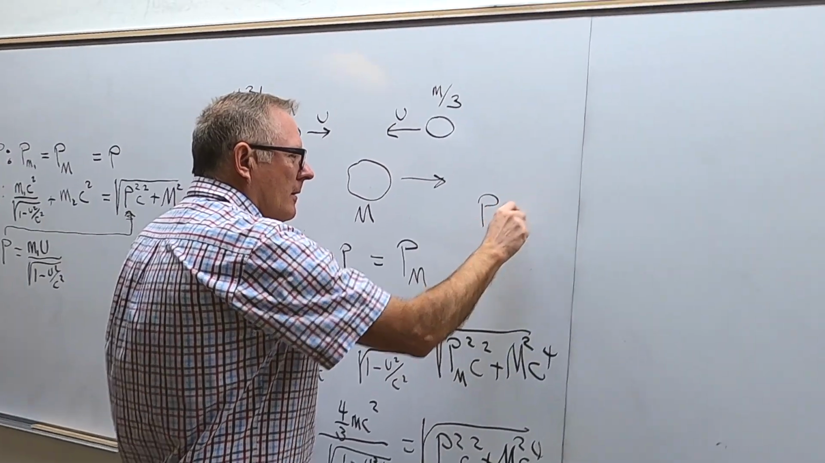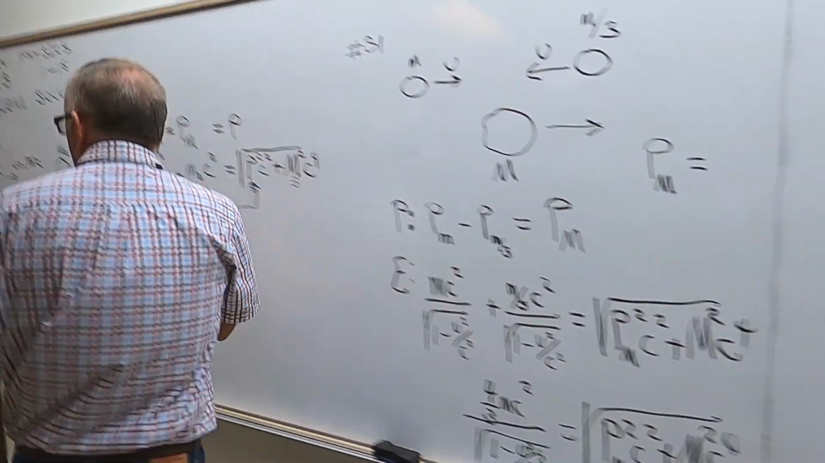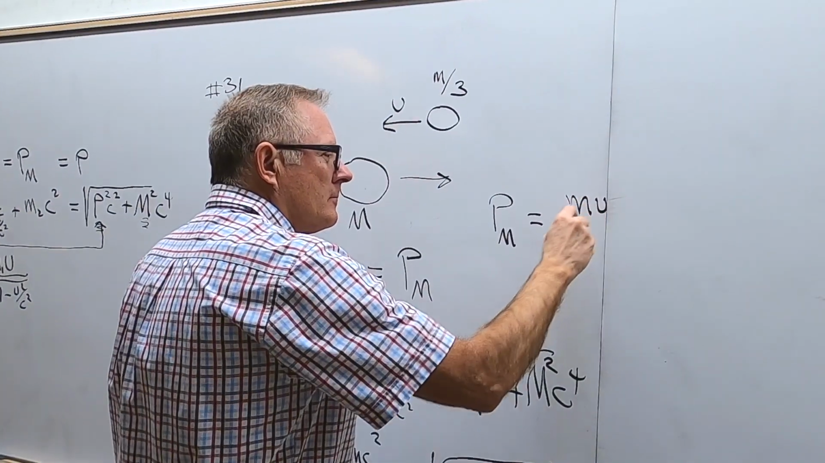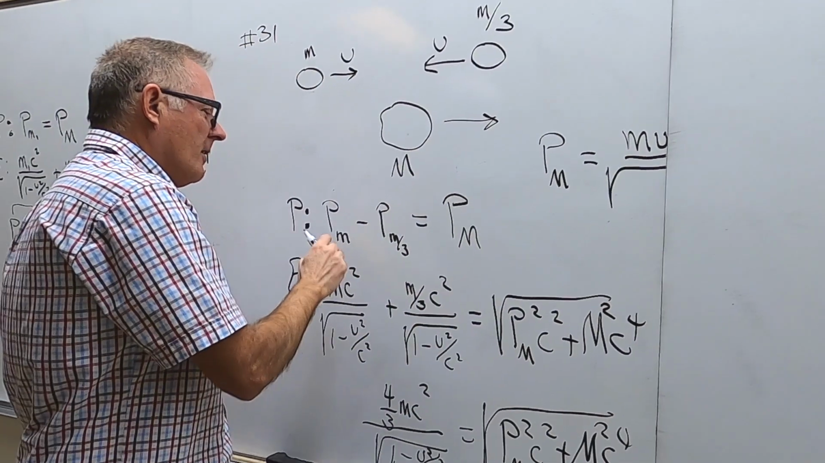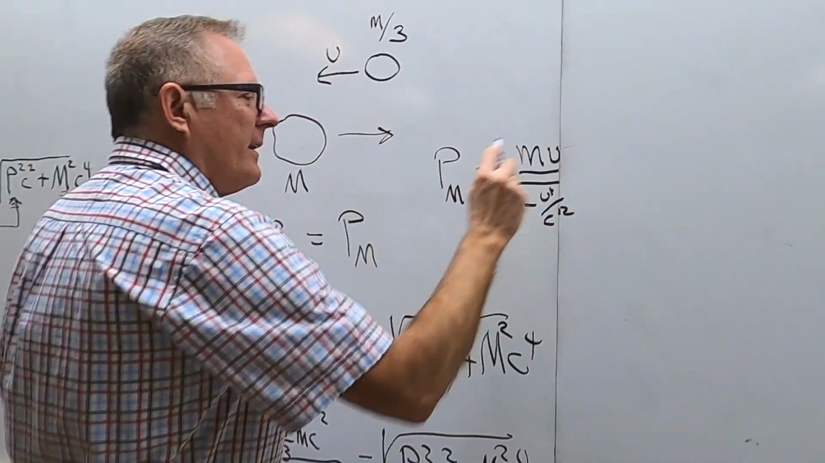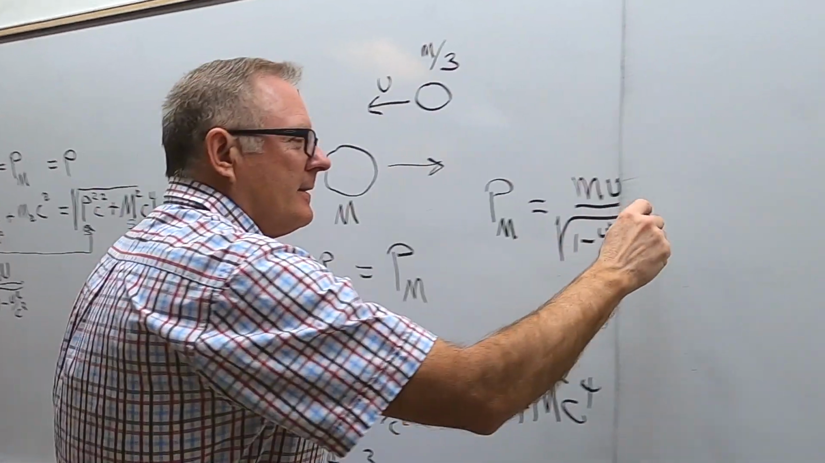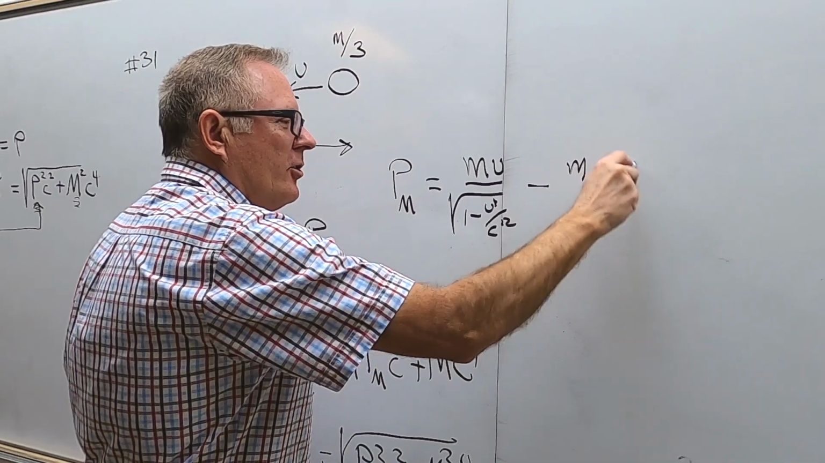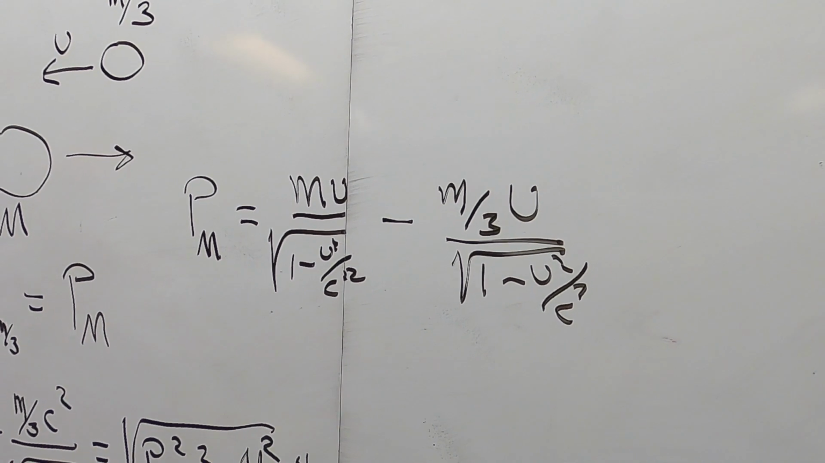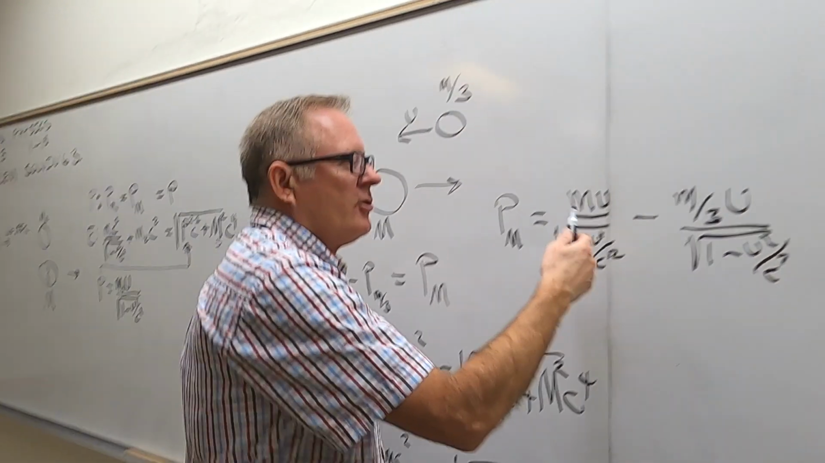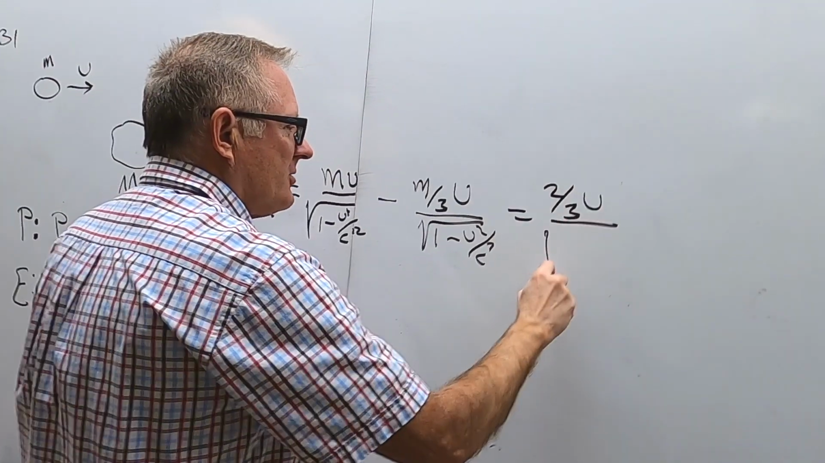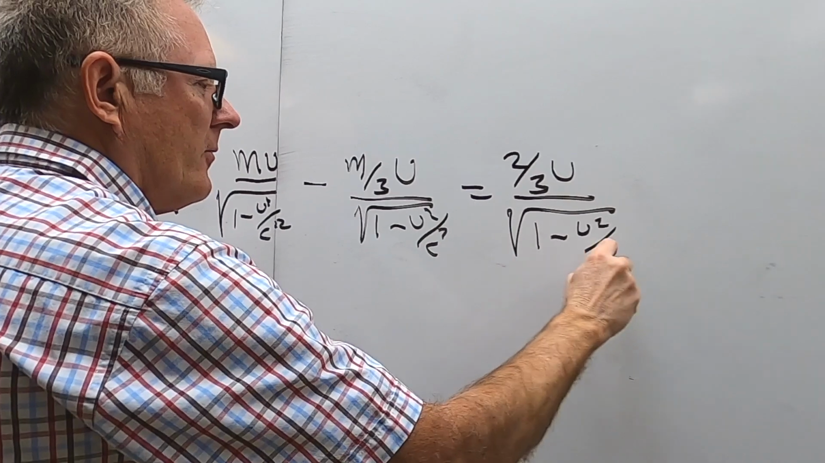P sub m is the momentum of this. We'll just use the top equation over there, which is just mu over the square root of 1 minus u squared over c squared, minus m over 3 u all over the square root of 1 minus u squared over c squared. Okay, and I can subtract these. That's 2/3 u all over the square root of 1 minus u squared over c squared.